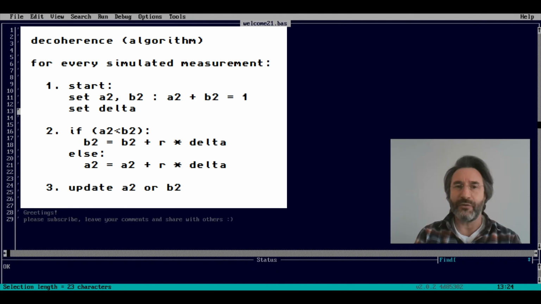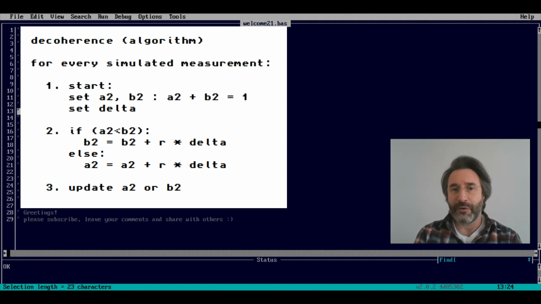So in step 2, what we do is the following. If A2 is smaller than B2, we increase the probability B2 by a random factor: delta multiplied by a random number r, which is between 0 and 1. And if we are in the other situation where B2 is smaller than A2, we affect the variable A2 by increasing it again by a random value, which is r times delta.